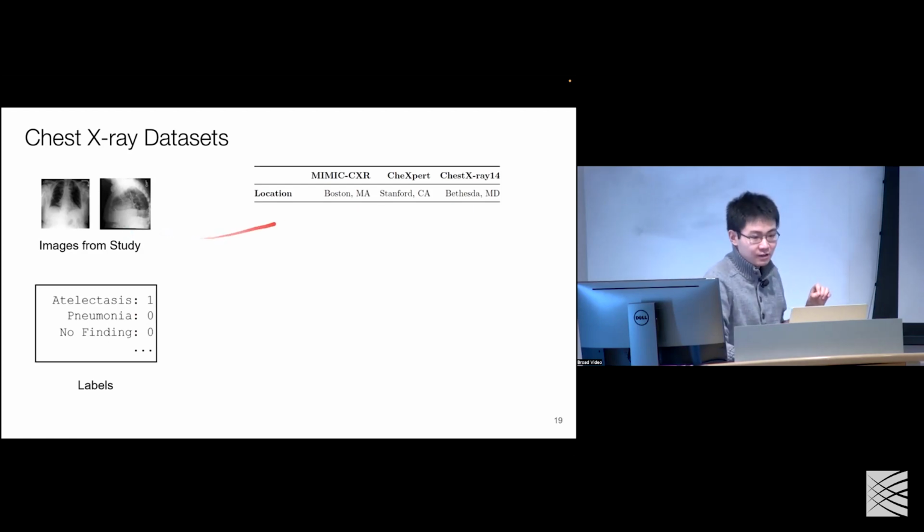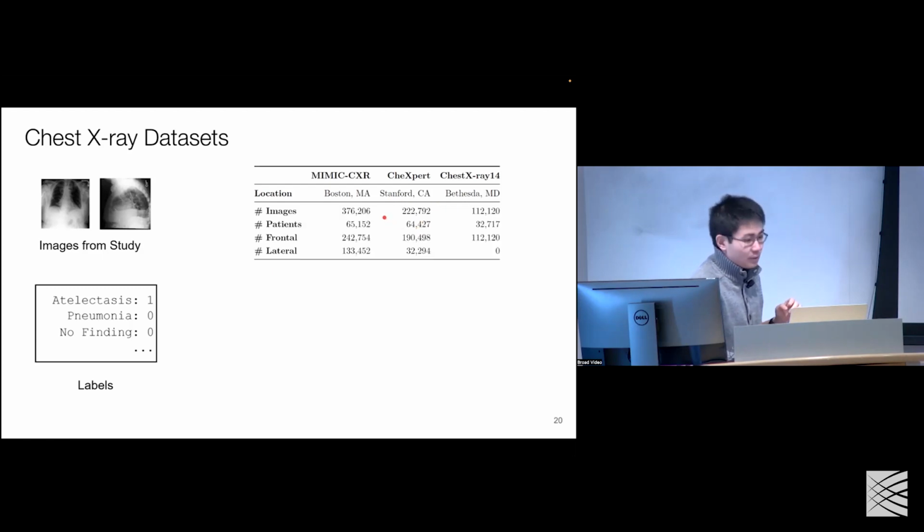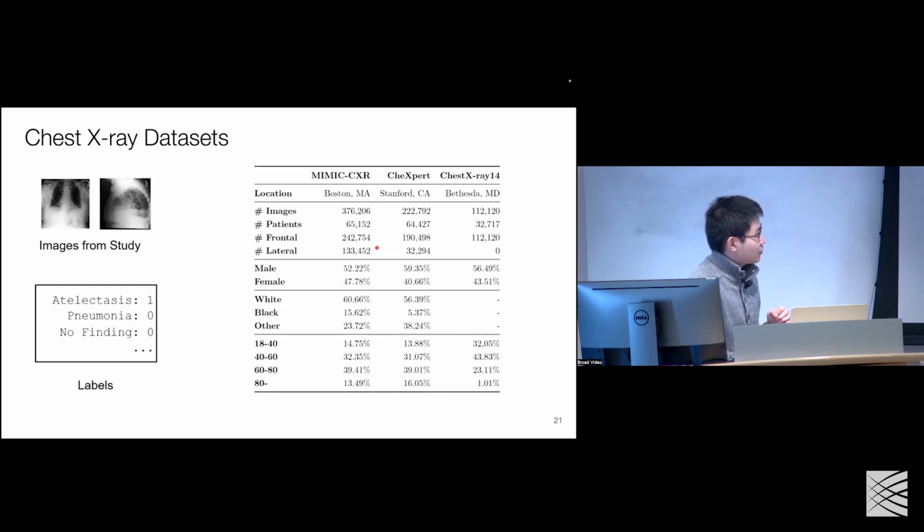In terms of data sets, we have many really large chest X-ray data sets. Here we have 3 that are shown from Boston, Stanford, and Bethesda, so from across the US. The number of images here is on the order of hundreds of thousands, and they have varying demographic makeup as well within each group. For the purposes of this talk, I will show results only for MIMIC-CXR, but the results from the other data sets are shown in the relevant papers that are cited.